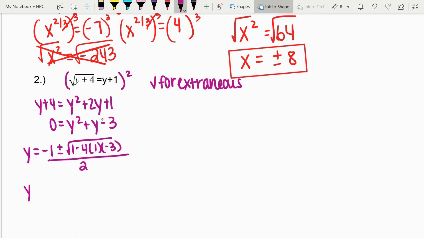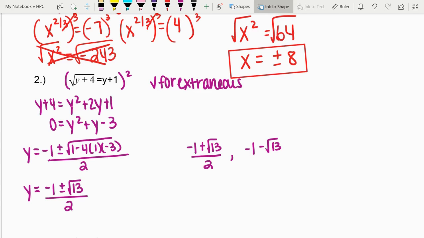Let's simplify that. We have y is equal to negative 1 plus or minus the square root of 13 divided by 2. So that's where we get our two solutions: negative 1 plus the square root of 13 divided by 2, and negative 1 minus the square root of 13 divided by 2. Pause the video, and you can use your calculator to check both of these solutions to see if they are extraneous or not, and then go back and unpause to see if you are correct.